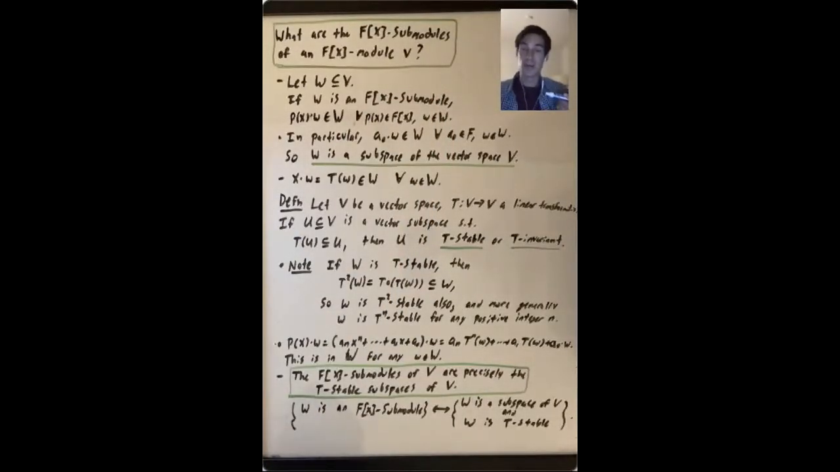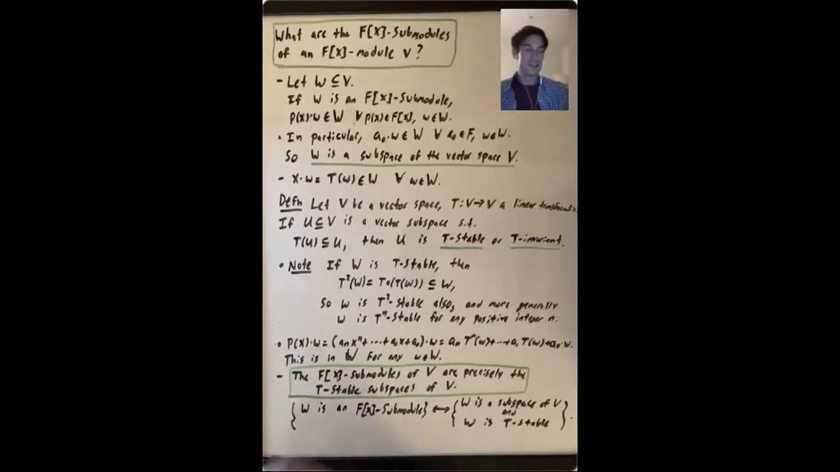It's a vector space V over the field F together with a linear transformation T from V to V. Where does that linear transformation come from? Well, the action of the polynomial x on the vector space V gives a linear transformation.